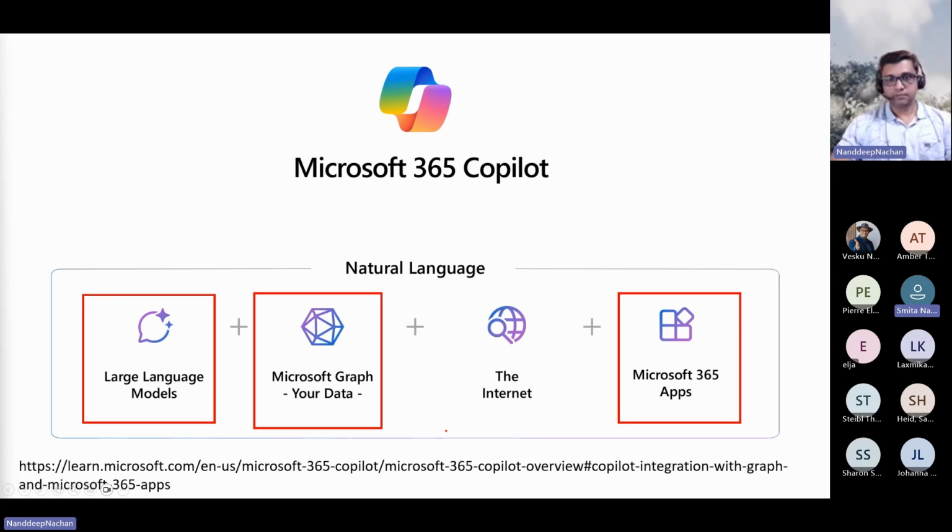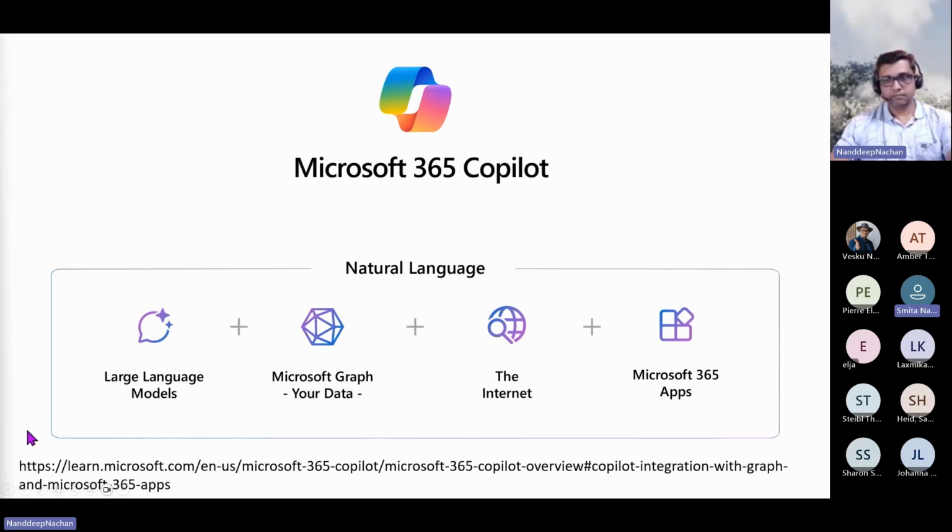So Copilot combines the power of large language models with your data in Microsoft Graph, with real-time, up-to-date knowledge rather than only what was available at the time the large language model was trained. It can be accessed through natural language across your Microsoft 365 apps to turn your words into the most powerful productivity tool on the planet. Yep. So let's go ahead and see the architecture.